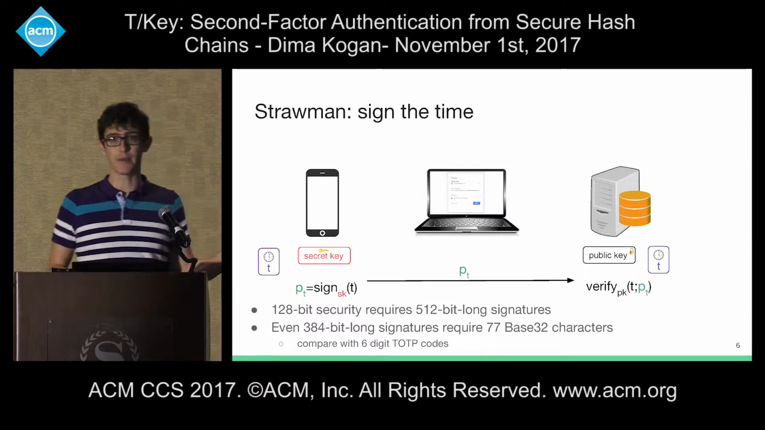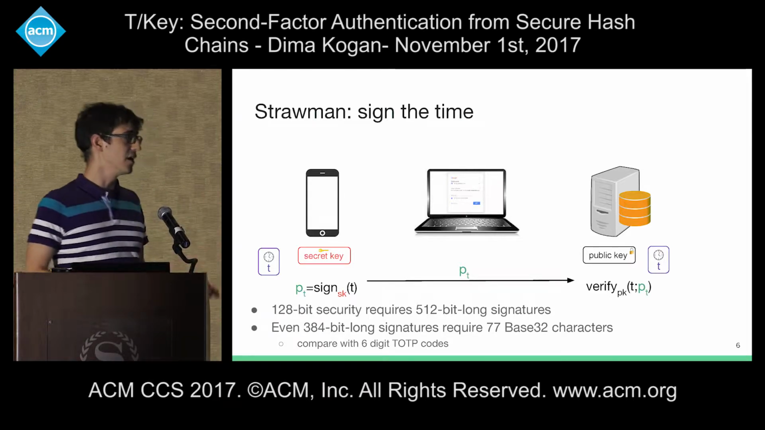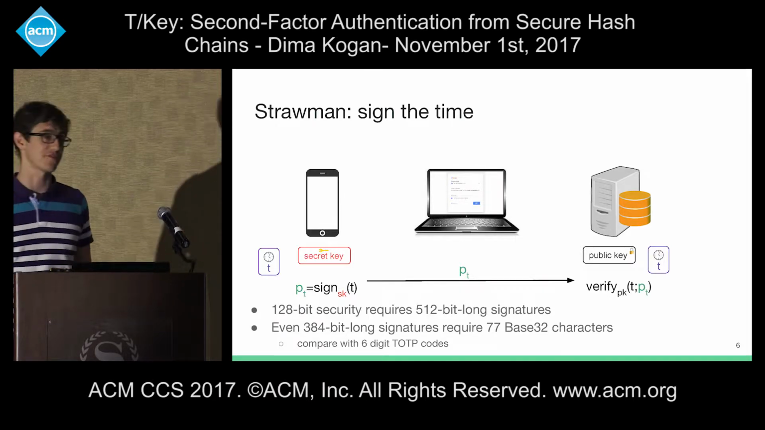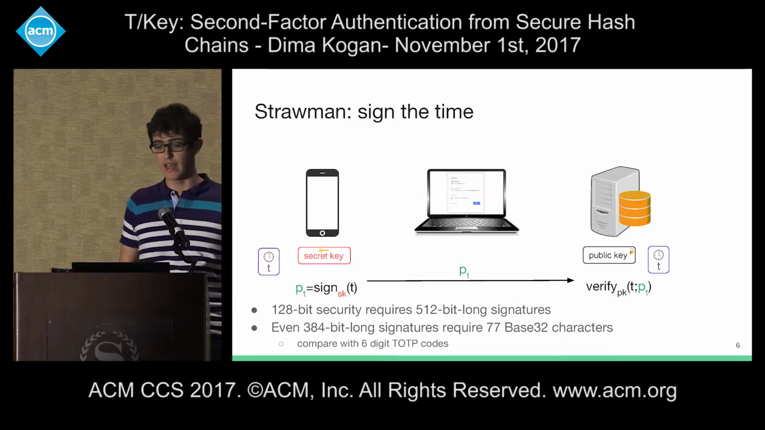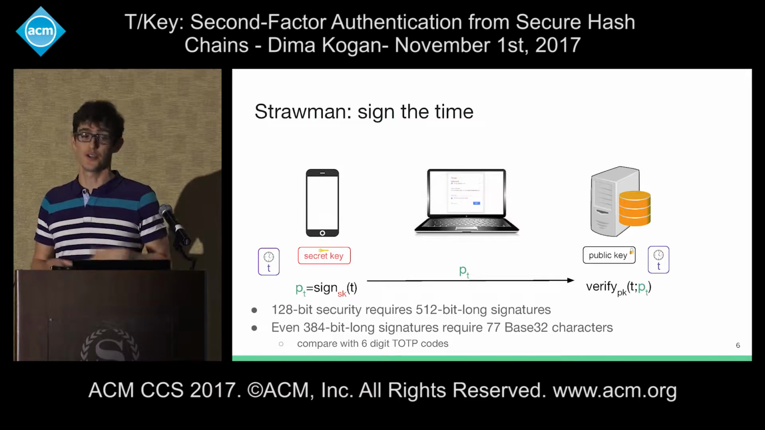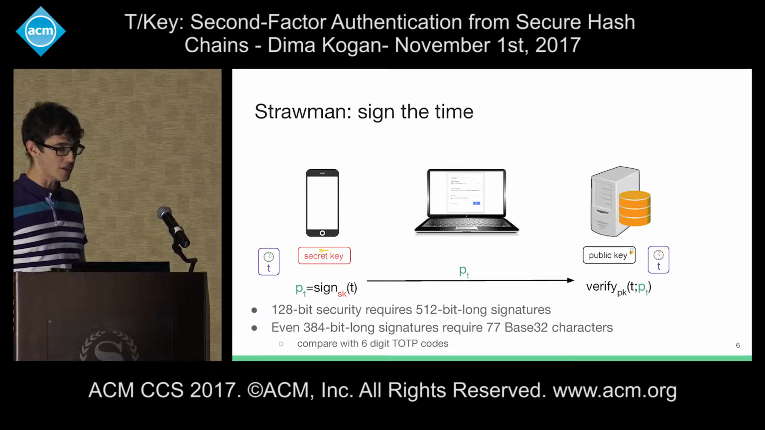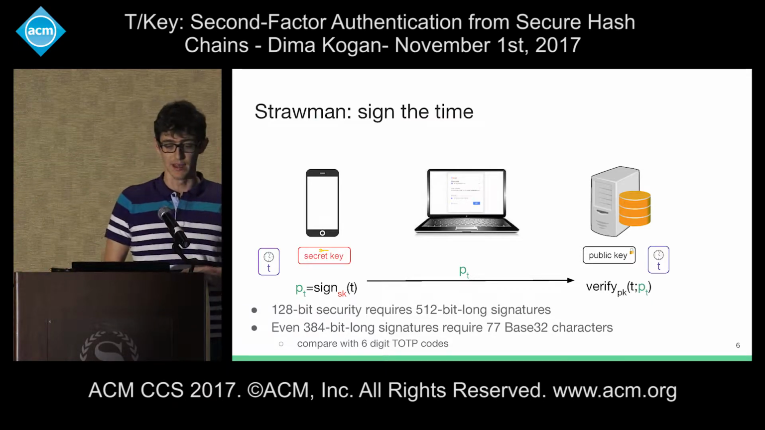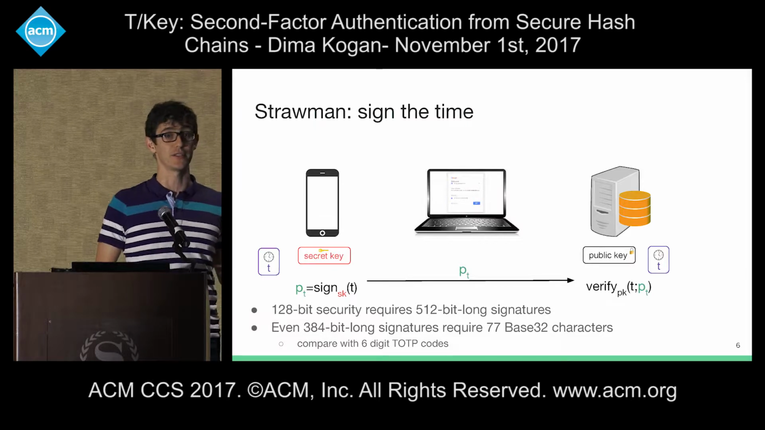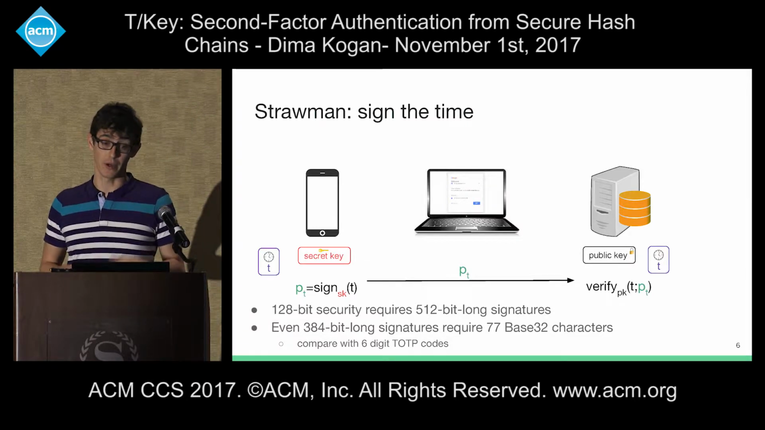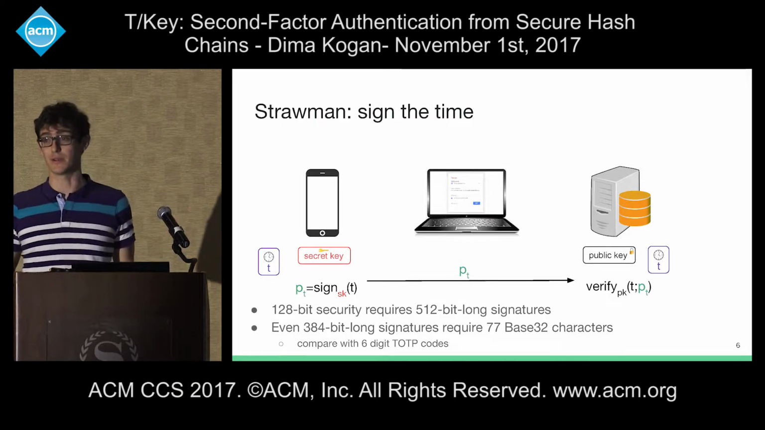So that looks good, but the problem is that with standard signatures such as ECDSA, in order to get 128 bits of security, the signatures are 512 bits long. And even if we use shorter signatures like compressed Schnorr signatures, these are still fairly long. For example, for the same level of security, a 384-bit signature still requires 77 base-32 characters to encode it. And this is significantly longer than the 6-digit TOTP codes.